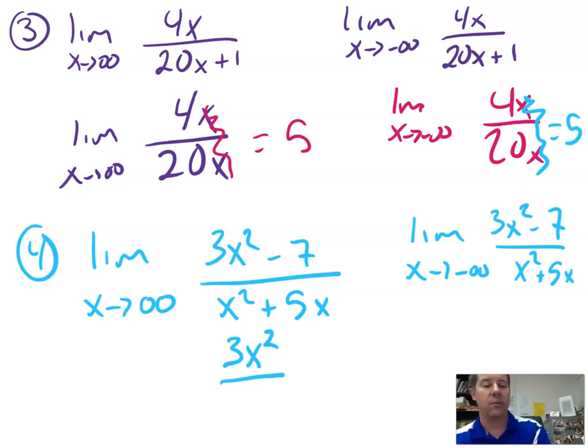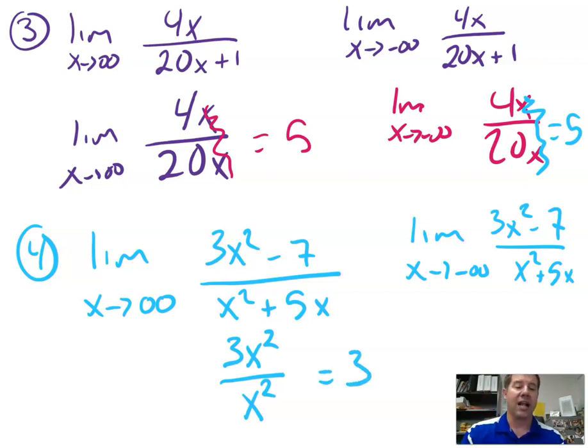So when we're dealing with these things, you can ignore all the stuff in the back. We just care about what's happening with the greatest exponent. In this case, I get 3x squared over x squared, and now the x squareds cancel off, and so we're left with just 3.